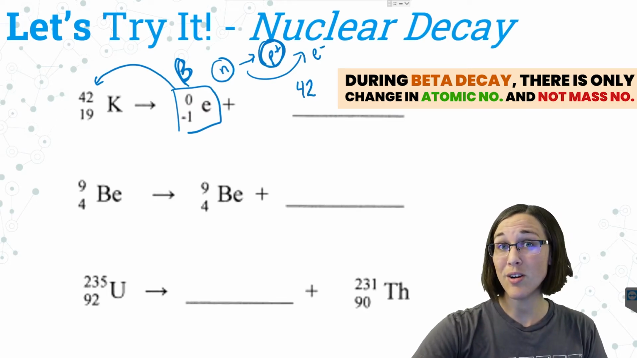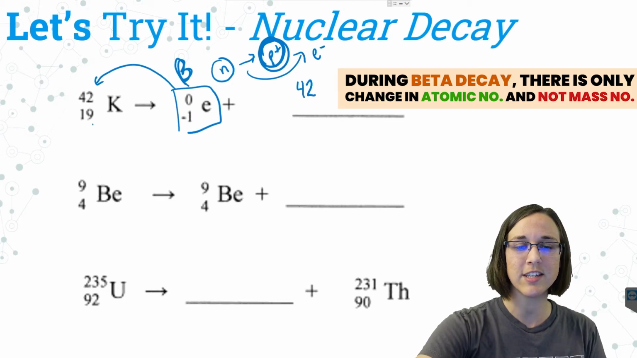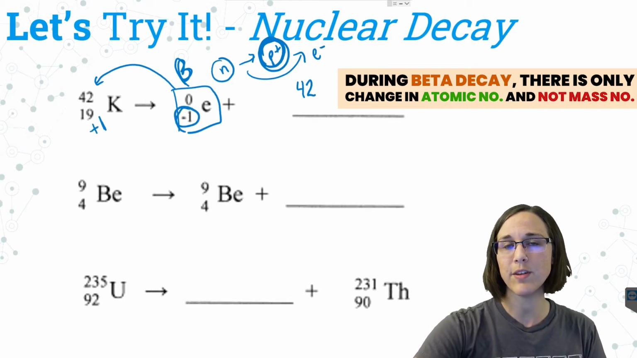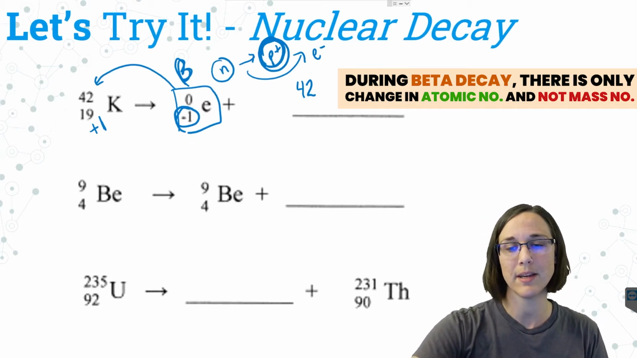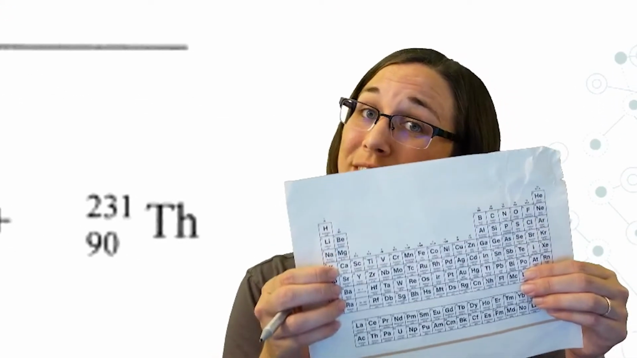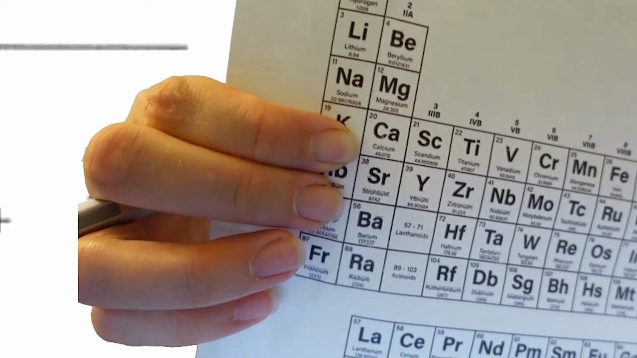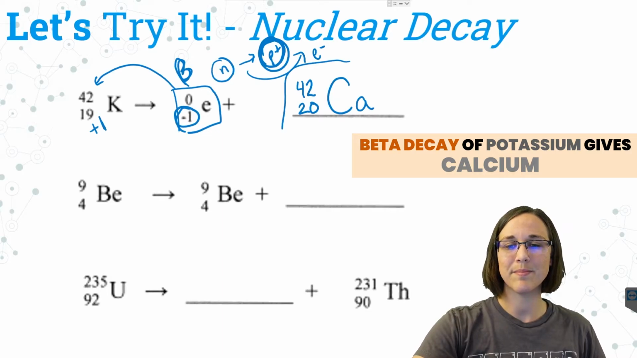But the one thing we are going to change is the fact that we added a proton, so we are changing this atomic number by adding 1 to it. Again, don't be confused by the notation being -1. We are adding 1 to that atomic number for a final number of 20. And if we pull out our nifty-difty periodic table, we can see that number 20 is calcium. So when potassium undergoes beta decay, we create calcium.